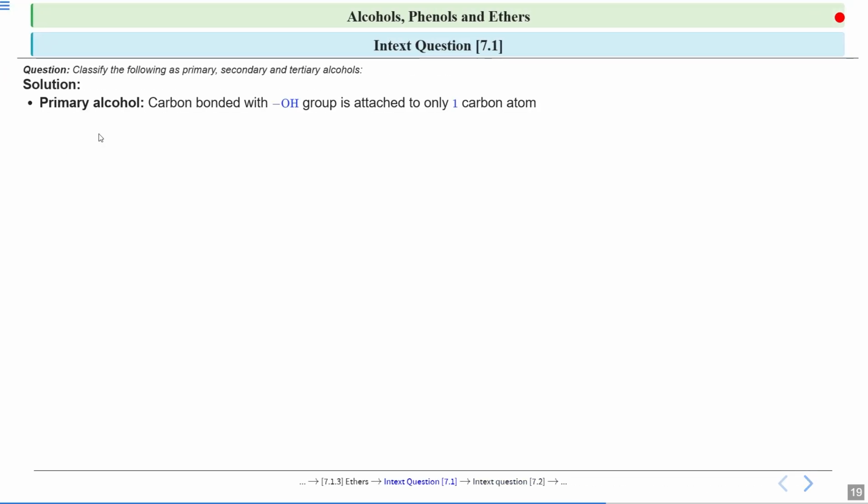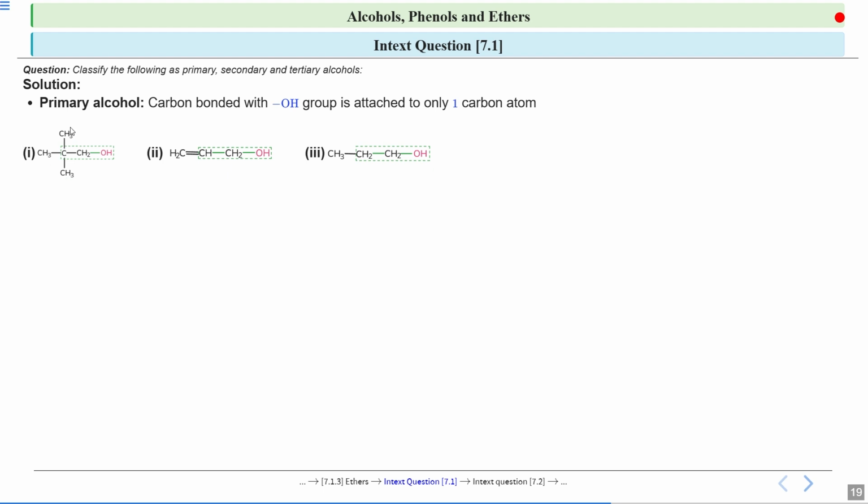So for the primary, secondary, and tertiary classification, let's understand the primary alcohol. A primary alcohol has the carbon bonded with the hydroxyl group attached to only one carbon atom. Then we classify that alcohol as a primary alcohol. The first molecule is CH3, CH3, CH3, CH2OH. If you observe, the hydroxyl group is attached to this carbon, which is bonded to only one other carbon.